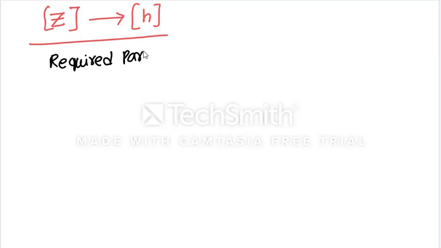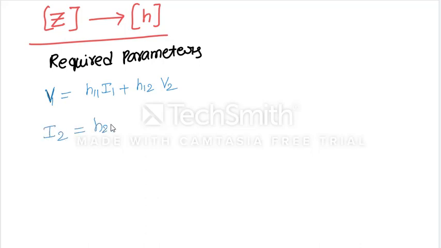Required parameters. And tell me what the required parameter equations are. V1, which is equal to what? h11 I1 plus what? h12 V2. Next, I2 is equal to h21 I1 plus h22 V2. These are the required parameters.